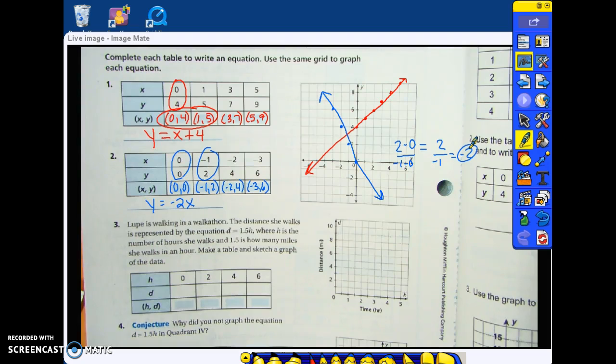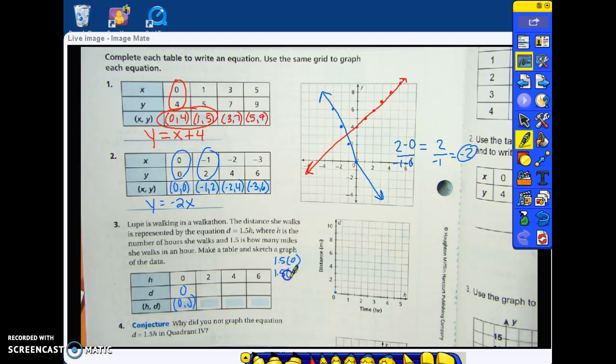Lupe is walking in a walkathon. The distance she walks is represented by the equation d equals 1.5 h, where h is the number of hours she walks, and 1.5 is how many miles she walks in an hour. Make a table and sketch a graph of the data. So when h is 0, 1.5 times 0 is 0. So that ordered pair is 0, 0, and we can plot that on the origin.